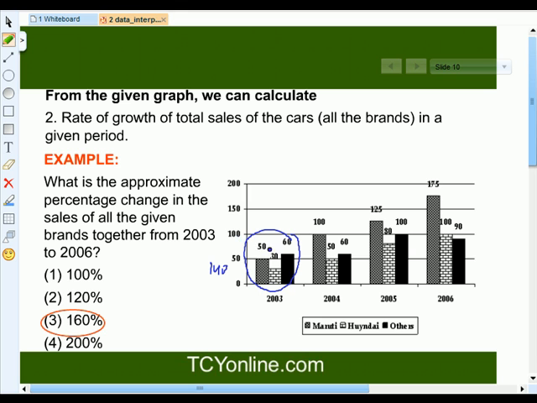Similarly, we will add up all the sales of the brands in year 2006, that is this one. And now the next step will be to simply subtract these two sums and then divide by the sales of all the brands together in year 2003 and finally multiply by 100. So we get our answer as 160%, that is third.